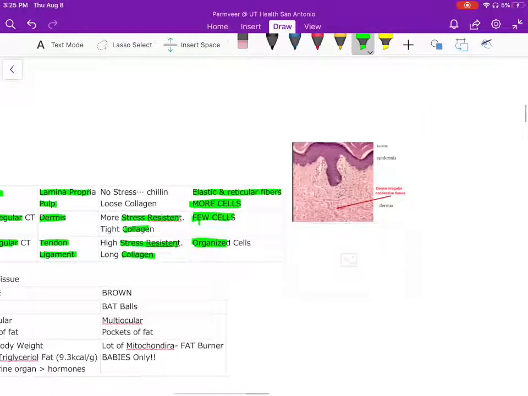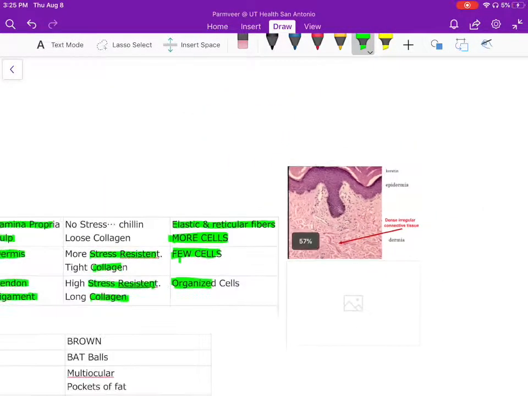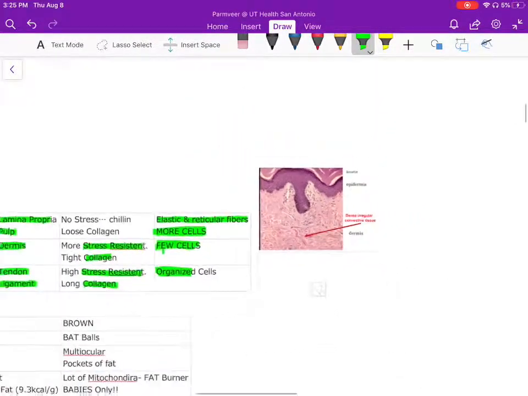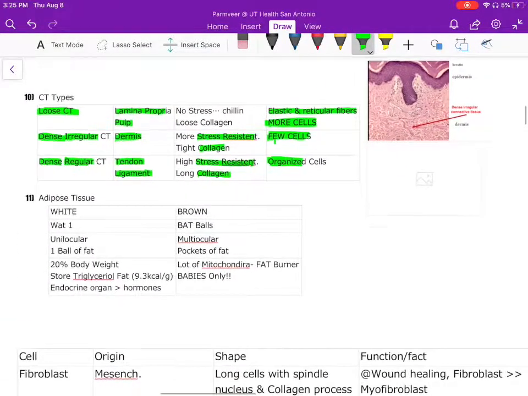And then here's our example of our dense irregular connective tissue. Start recognizing that there's fewer cells, tight collagen, and fewer fibers in between the cells. And then I had another picture for dense regular. I will upload that later.